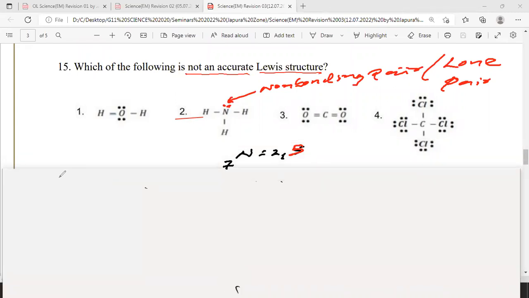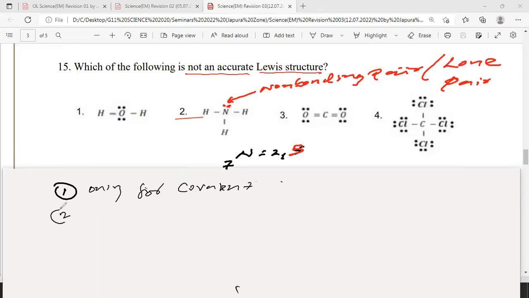Lewis theory or Lewis structures can be drawn only for covalent compounds. If you want, you can write down some conditions or rules. One is what? Only for covalent compounds. You can't draw the Lewis structures for ionic, only for covalent. Look at the screen. All four answers contain covalent compounds: carbon dioxide, ammonia, CCl4, H2O. Only for covalent.